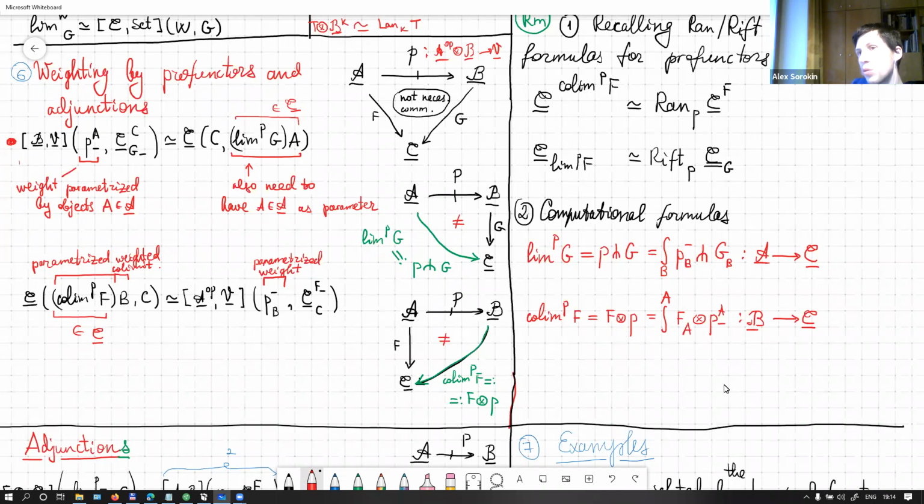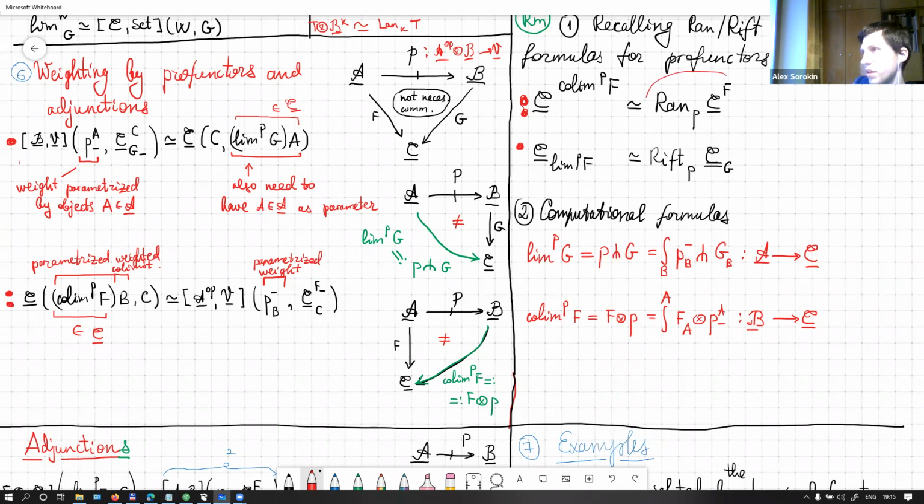Also, if we take a look again at these formulas, formula 1 with one dot and formula 2 with two dots in the left column, and we clear all the letters A, C, B, and so on, we will have the following things. On the side where we have our weight, for instance, on the left-hand side in formula number 1, we have precisely the value of a right Kan extension of one profunctor by another.